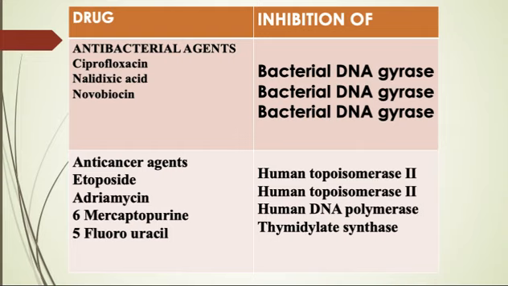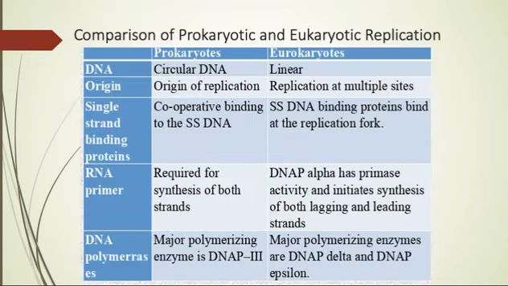Then you have 6-mercaptopurine, it inhibits human DNA polymerase enzyme. And you have the 5-fluorouracil, it inhibits the thymidylate synthetase enzyme. Okay, so these are all the inhibitors of replication, right? So next we'll go on to what are the differences between the prokaryotic and the eukaryotic replication.